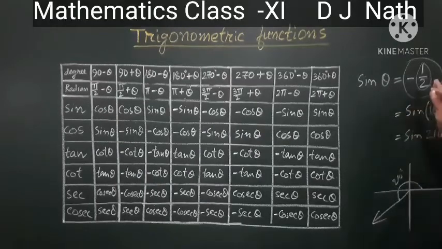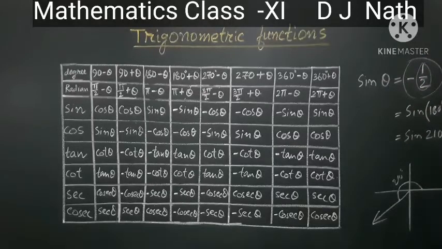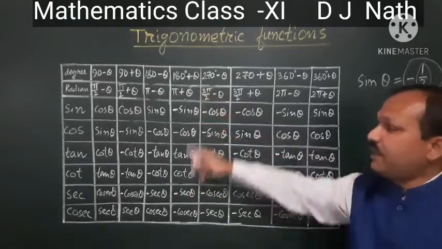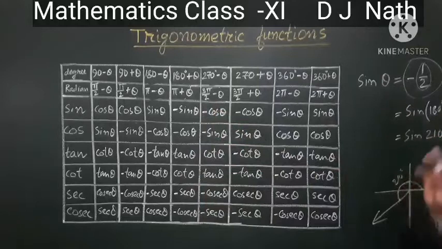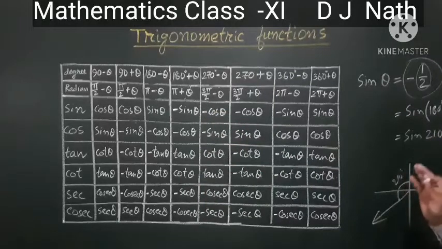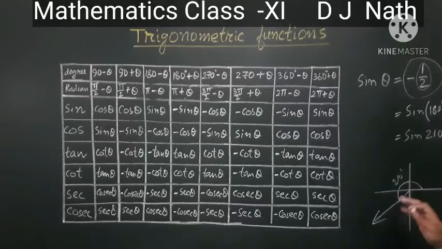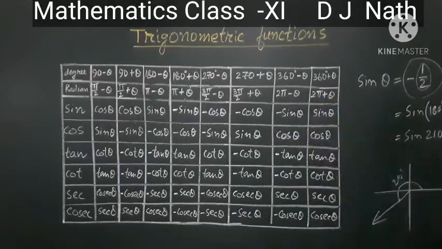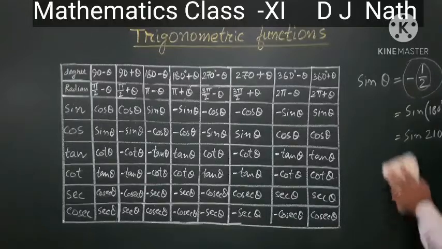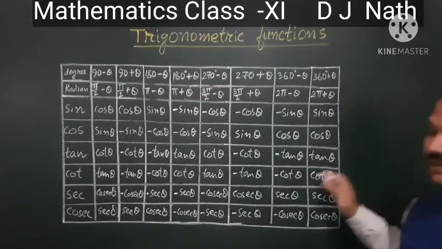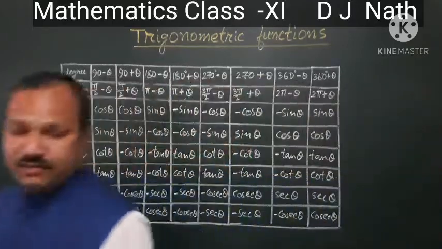So sin theta is minus half and it lies in the third quadrant. Then what are the values of the others? Third quadrant means 180 plus theta. By using that you can find all the other trigonometric values. This table will help a lot in finding all the other values of the trigonometric ratios.